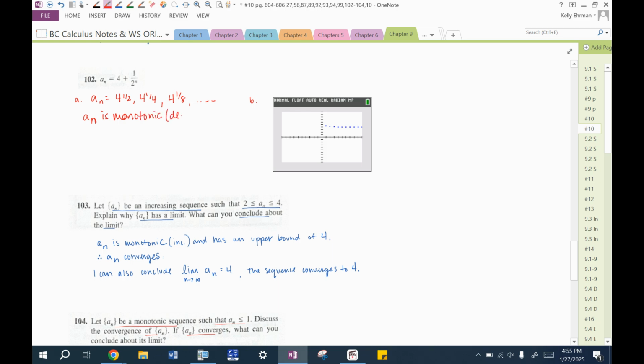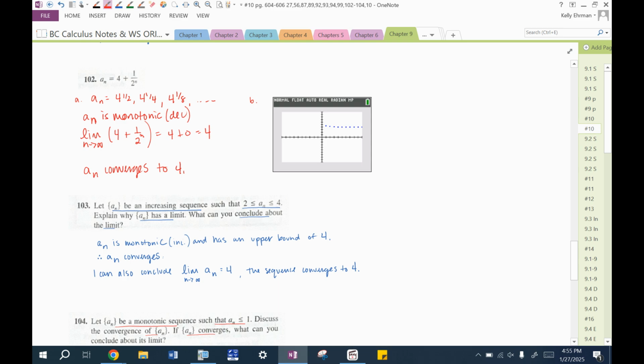It's decreasing. And there is a lower bound. I'll just go ahead and show my limit notation to prove it here. The limit, as n approaches infinity, of 4 plus 1/2 to the n is 4 plus 0, or 4. And so that means that A sub n converges by the theorem. It's bounded and it's monotonic, and it converges to 4.